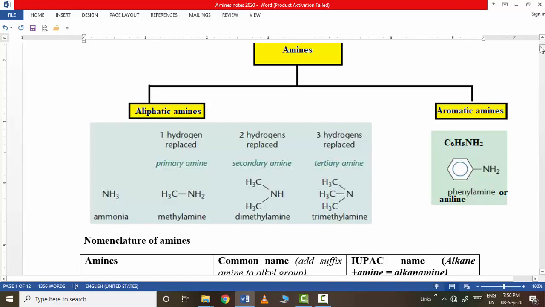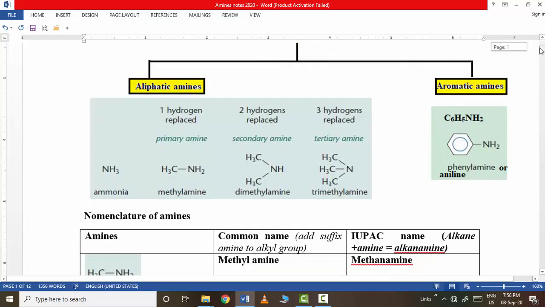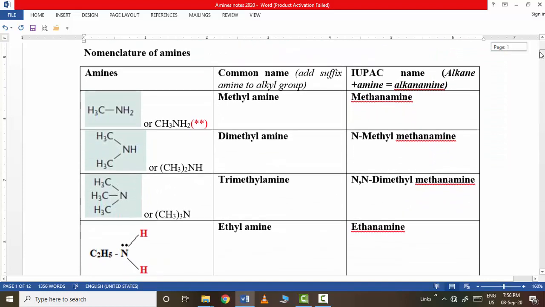Let us look down into the nomenclature of the amines. So you have three columns. In one column amines, common name, IUPAC name. Wherever I have put the star mark, they are important from the exam point of view. So you have the methylamine, which can also be written as CH3NH2, and each of these nitrogens will have the lone pair of electrons, which I have not written here.